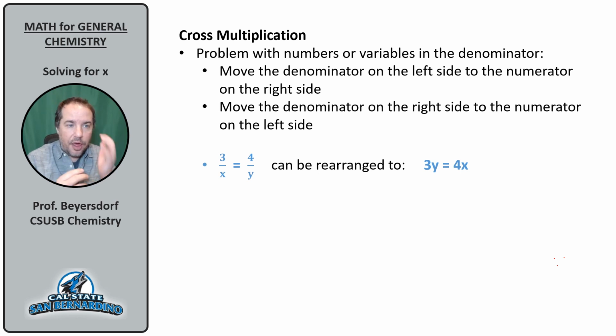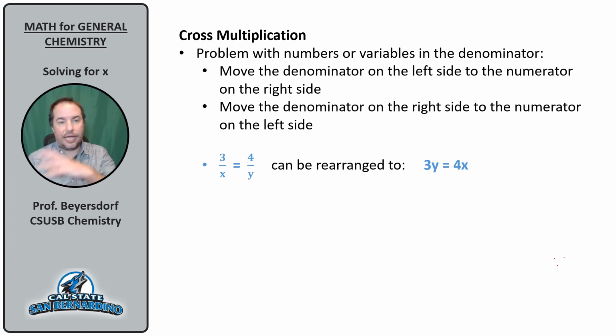So let's say we had 3 over x equals 4 over y. What we can do is move the denominator from the left side and move that to the numerator on the right side, and take what's on the denominator on the right side and move that to the numerator, or the top, on the left-hand side. So I get 3y equals 4x.